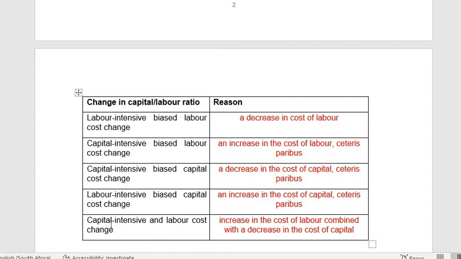But for me, in a case like this, I often use this capital intensive and labor cost change. I know that it looks different from the other one. So in this case, I know that both factors will be changing, right? An increase in the cost of labor combined with a decrease in the cost of capital will be the answer for the capital intensive and labor cost change one.